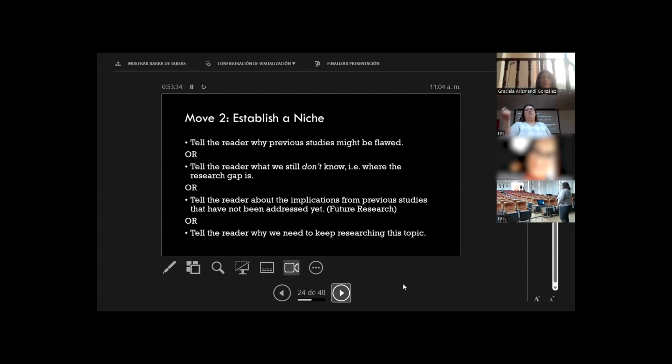Or we might tell the reader, well, we still don't know. This is the gap you were talking about, right? There's something we still don't understand. I think there was Fernando's example of, we don't know the long-term effects of AI, right? So that's a gap, right? Or we tell the reader about implications from previous studies that have not been addressed yet. So if you read somebody else's research paper, often at the end they have something like future research. And you're like, oh, that's similar to my idea. That's what you're picking up on, right?